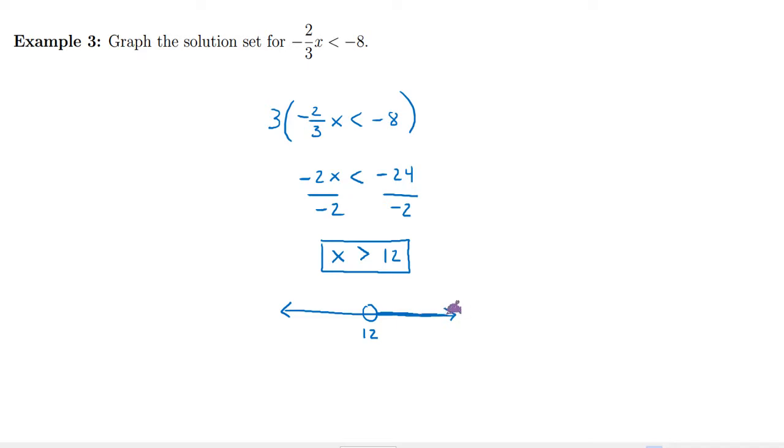One way you can convince yourself that you're filling in the right areas is you can always pick a sample point. For example, 13 is over here, and 13 is certainly greater than 12. And if you want to write this in interval notation, then we're going to use open parentheses 12 to infinity, right? That's the region that's shaded from 12 to infinity.